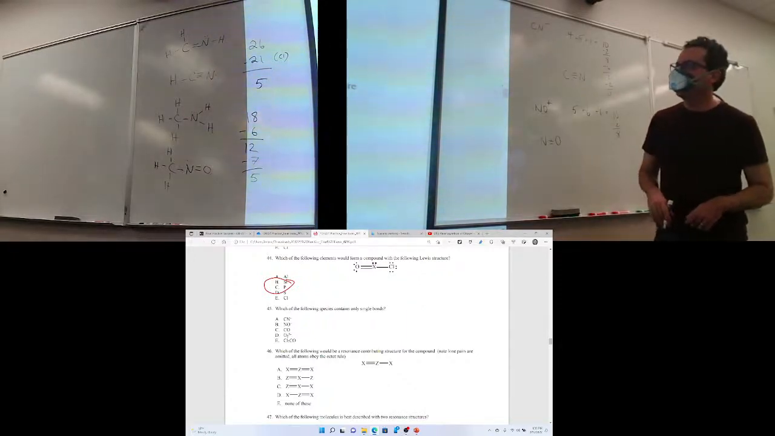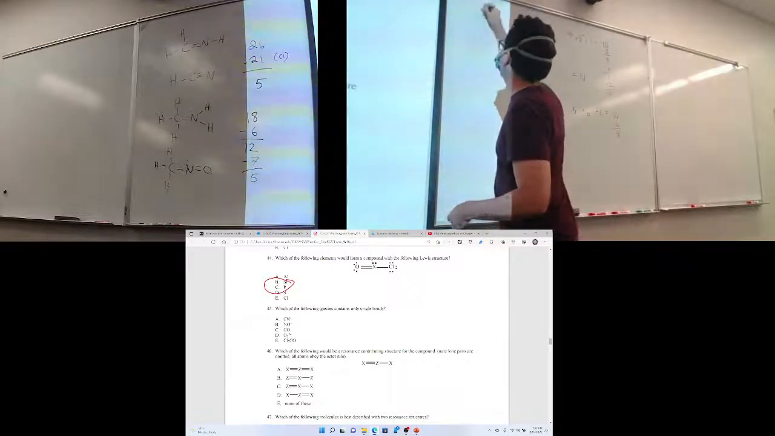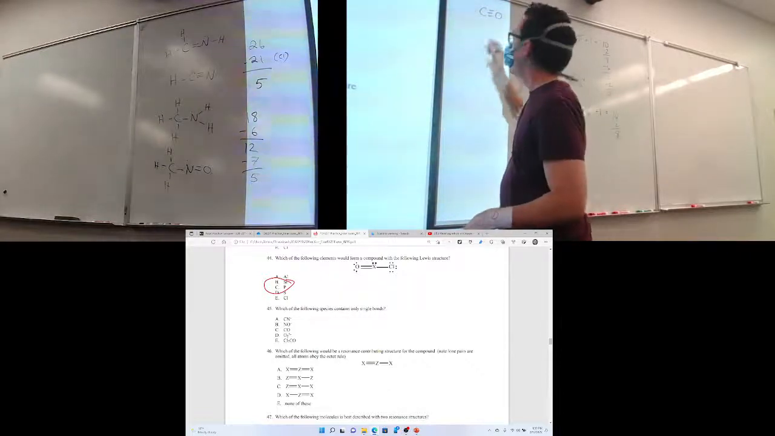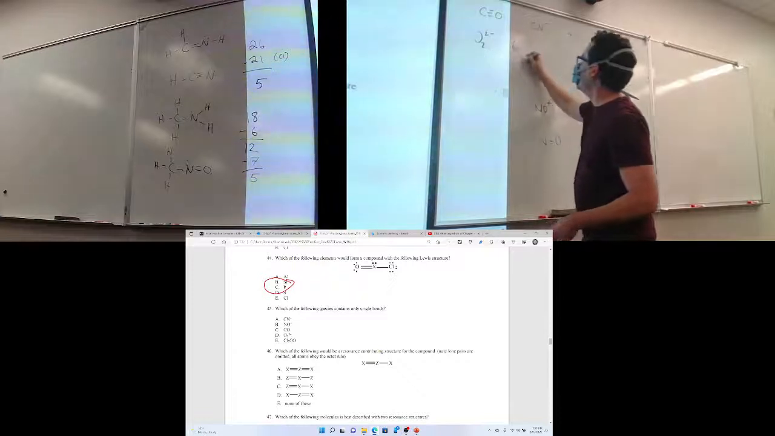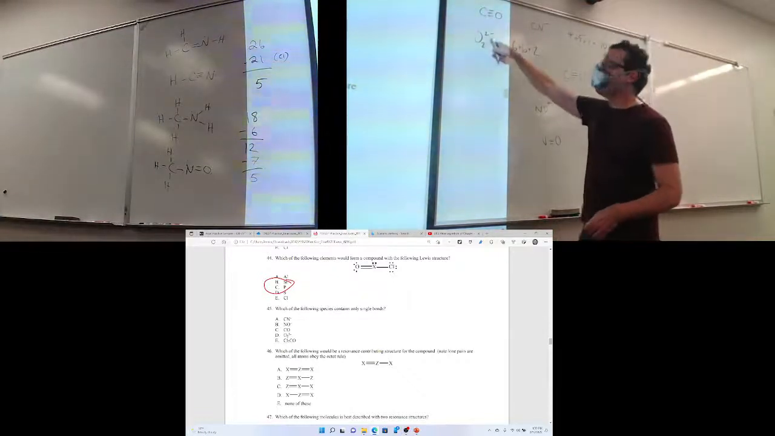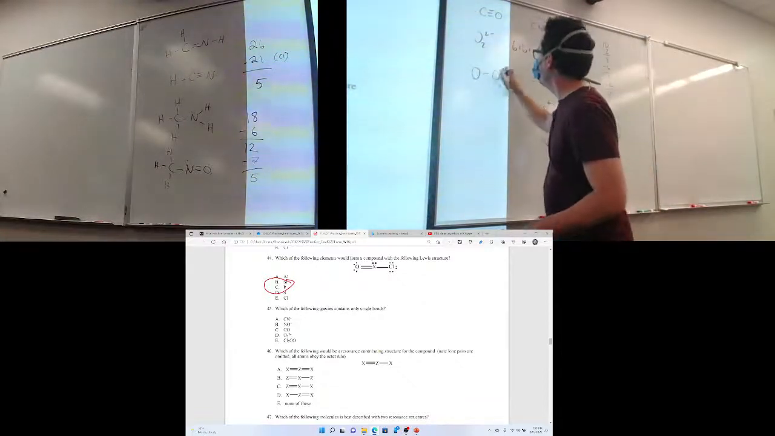So I can keep going. O2 2 minus. That's a fun one. So CO I know is this. And you're welcome to try it yourself. That's what CO is. O2 2 minus: 6 electrons plus 6 electrons plus an extra 2 from the charge is 14 electrons. So we'll do a bond between them.